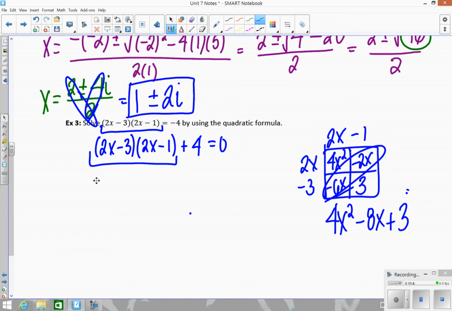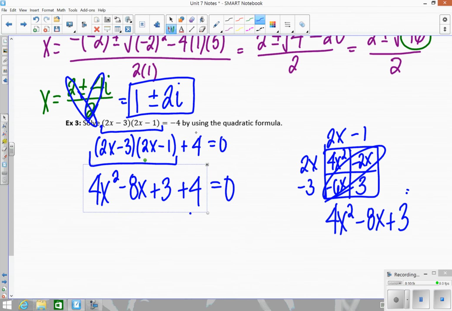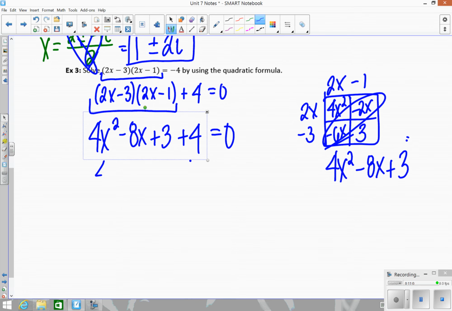And then go ahead and you can replace it over here. So 4x squared minus 8x plus 3 plus 4 equals 0. And remember, I brought that 4 over. I added the 4 to both sides. So now we just have to combine any like terms. So we combine the 3 and 4, we get 7. And then from here, we can go ahead and we can figure out our a, b, and c. So we can use the quadratic formula.